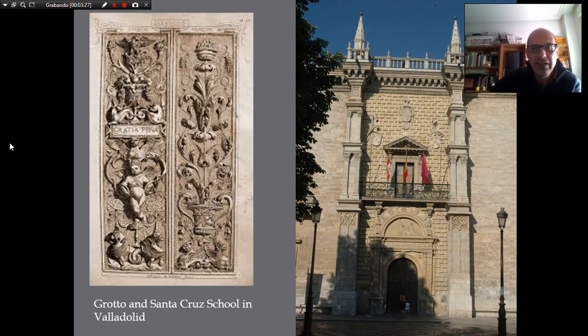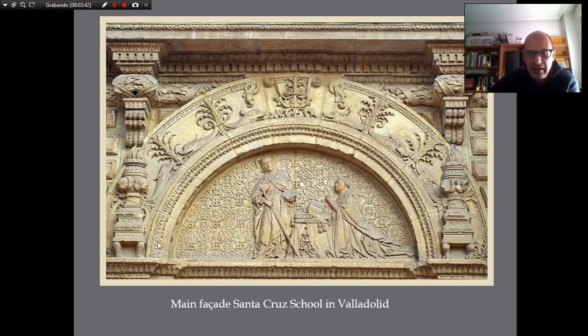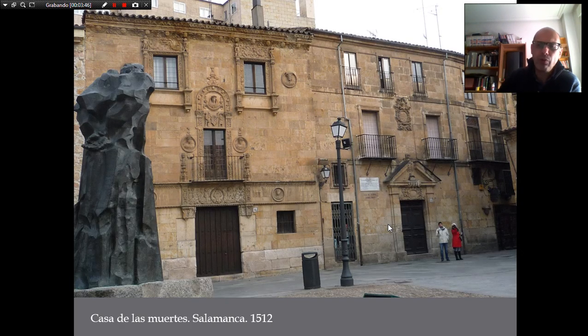So remember these grottos that we will see in different places. For example, in this one, El Colegio de Santa Cruz de Valladolid, now part of the university in this city, and it's difficult to see, but we have these grottos in this part. Okay. Well, more important are the buildings that we need to study in the city of Salamanca, because Salamanca is like a paradise for plateresque architecture.